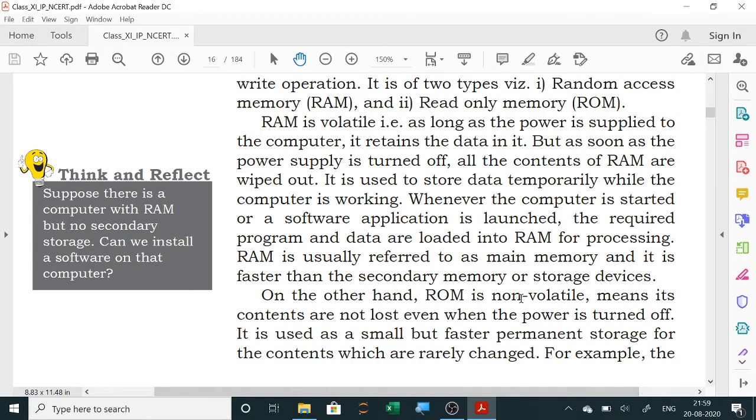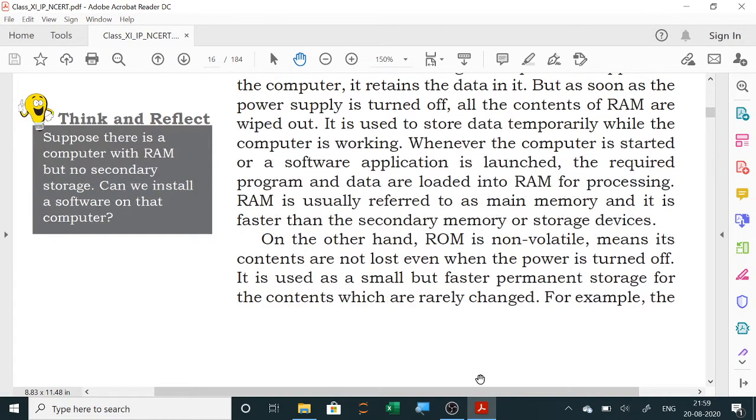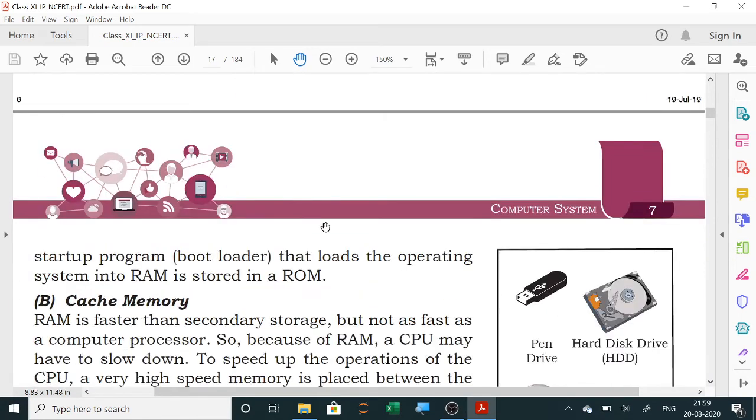So whenever we are switching on the computer, our bootable software or our operating system gets loaded into RAM from the secondary storage device. On the other hand, ROM is non-volatile, means its contents are not lost even when the power is turned off. It is used as a small but faster permanent storage for the contents which are rarely changed. For example, the startup program bootloader that loads the operating system into RAM is stored in ROM.